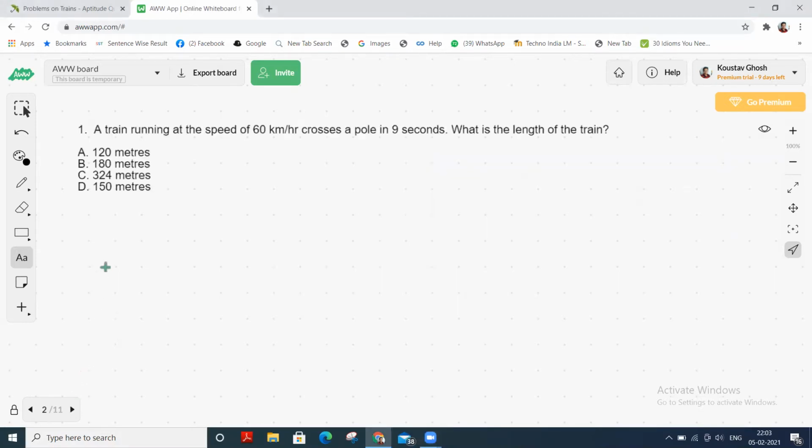Okay, read the first question. A train running at the speed of 60 km per hour crosses a pole in 9 seconds. What is the length of the train? So convert kilometer per hour to meter per second. 60 kilometer per hour means 60 into 5 by 18, which is 50 by 3 meter per second.